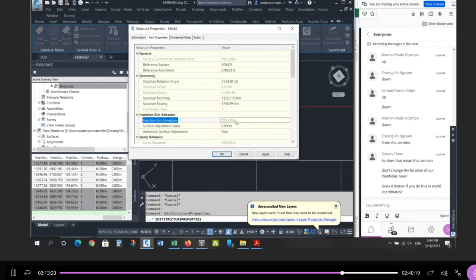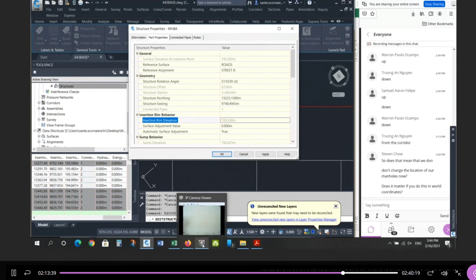So you want to write that down or just remember it. You want to take that number, you want to subtract 2.75, and you want to subtract the pipe size. And the first pipe is a 150. Okay, let's go through that again. I'll show you on a sketch.